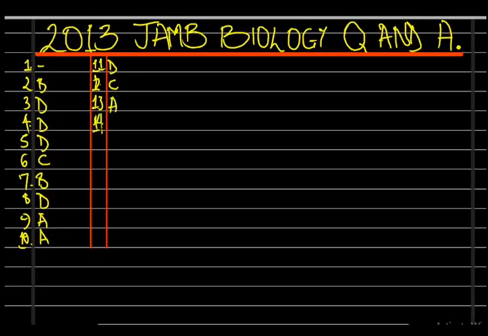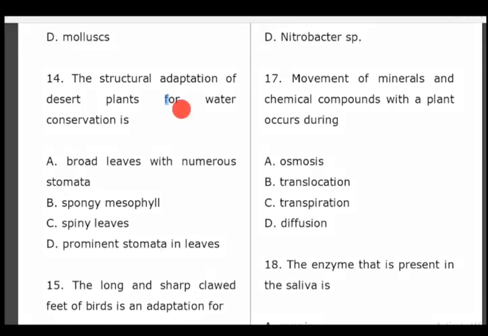Option A. So question 14 now. The structural adaptation of desert plants for water conservation is A. Broad leaves with numerous stomata. B. Spongy mesophyll. C. Spiny leaves. And D. Prominent stomata in leaves. Now, desert plants do not have the ability to carry out much transpiration. They must not lose too much water to their surroundings, because they are in an environment that is already deficient of water. So they have adapted by reducing their leaves to spines. So their structural adaptation to that environment is the possession of spiny leaves. So that is the answer for question 14, option C.